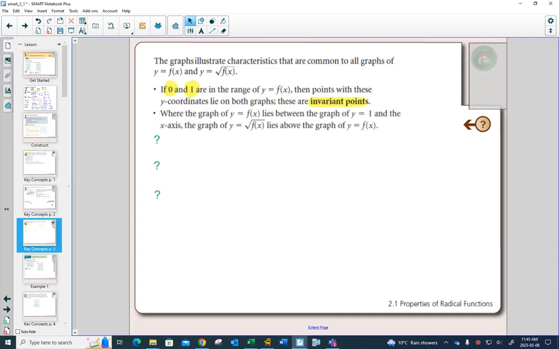For the second bullet, I'm going to rephrase this on the other side. It says where the graph lies between the graph of y equals 1 and the x-axis, the graph of the square root of f of x lies above the graph of y equals f of x.